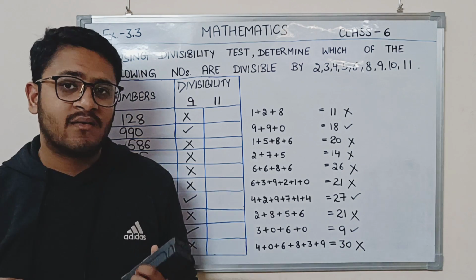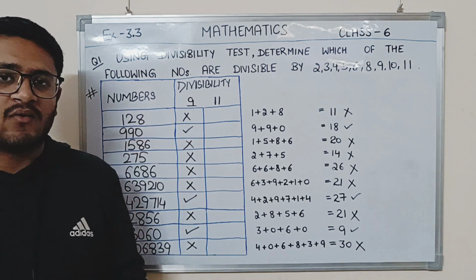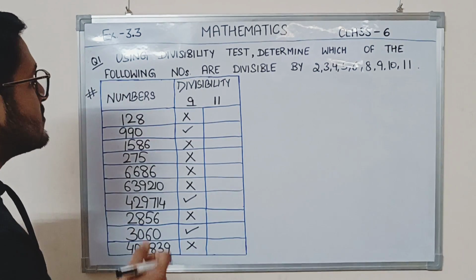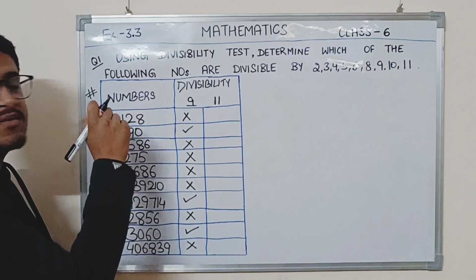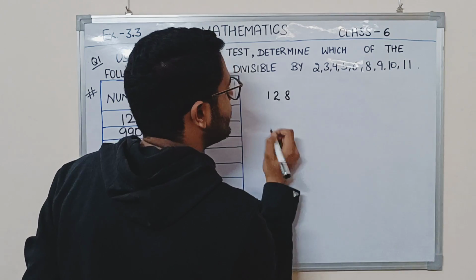So after this, we are left with just one, that is divisibility by 11. So let's start with the divisibility by 11. The first number is 128. So the number is 128.